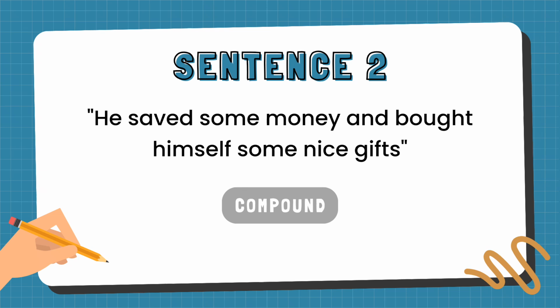He saved some money is an independent clause. He bought himself some nice gifts is another independent clause. And here it has been joined by a coordinating conjunction, and. Therefore, we have the sentence, he saved some money and bought himself some nice gifts. So it is a compound sentence.